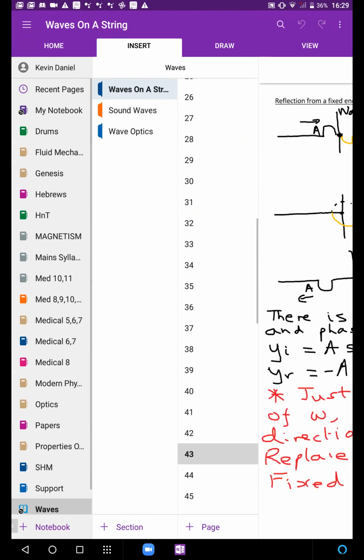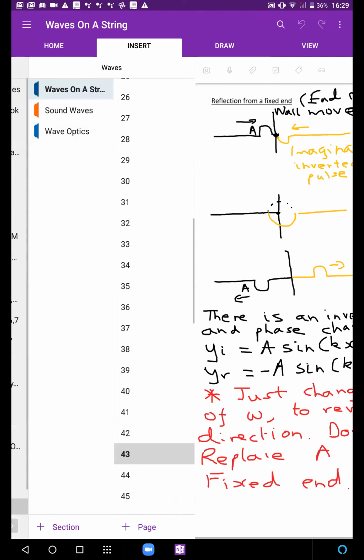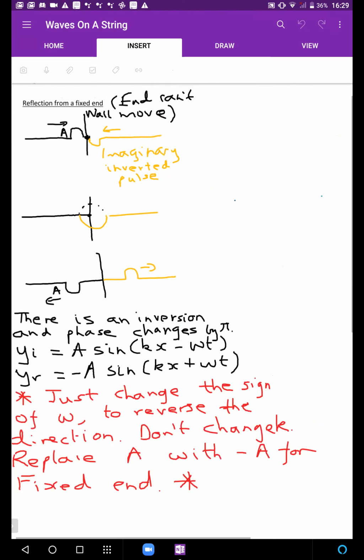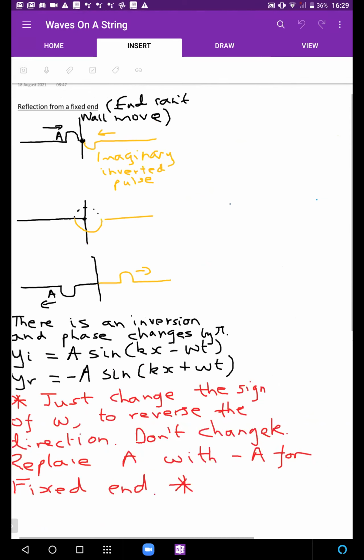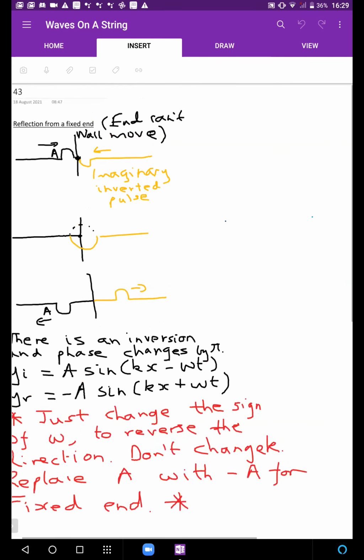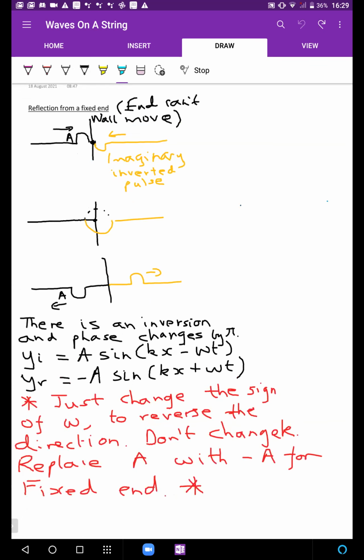The reflection from a fixed end, on the other hand, causes an inversion. Okay, and so that can be visualized as an imaginary inverted pulse coming in from behind the pole. Okay, so this flows into that, and that flows into this. And for a brief moment, you will even see that the shape is flat. Then afterwards, you see that it has been inverted.